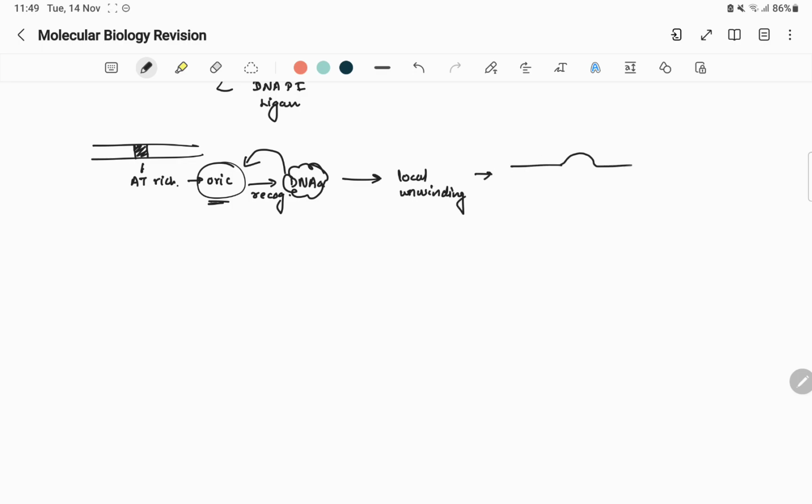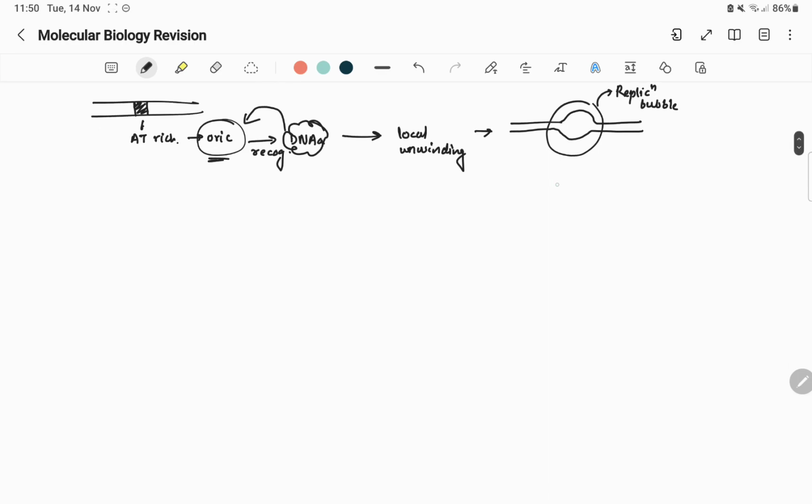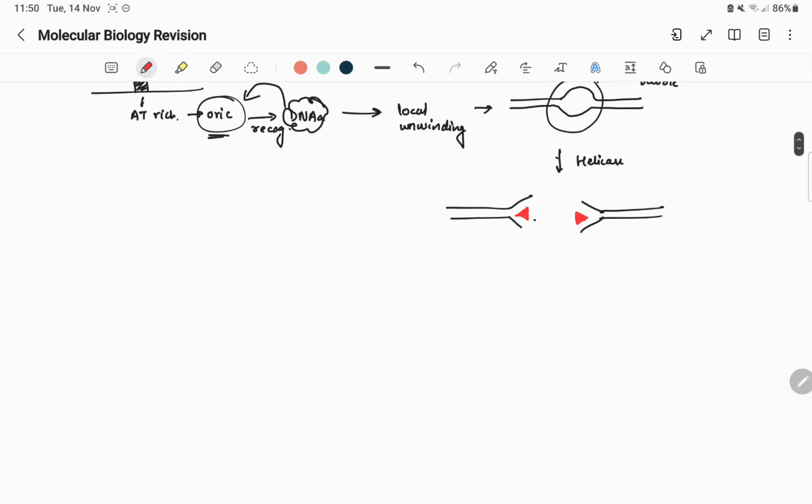Due to this local unwinding, this shape is formed, called a replication bubble. After the replication bubble, the helicase will act. This is the DNA strand of one side, and this is the DNA strand of another side. The helicase acts like this, here and here, and it will open up the strands.